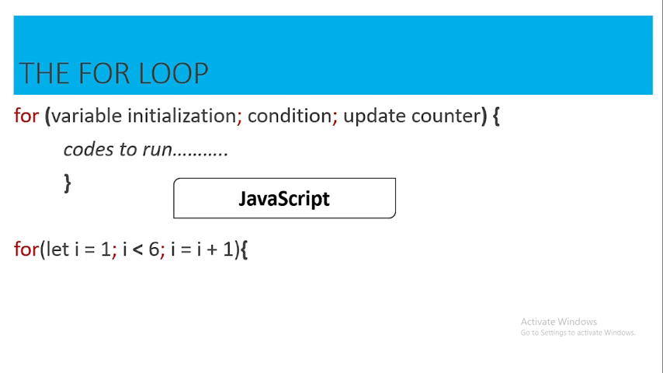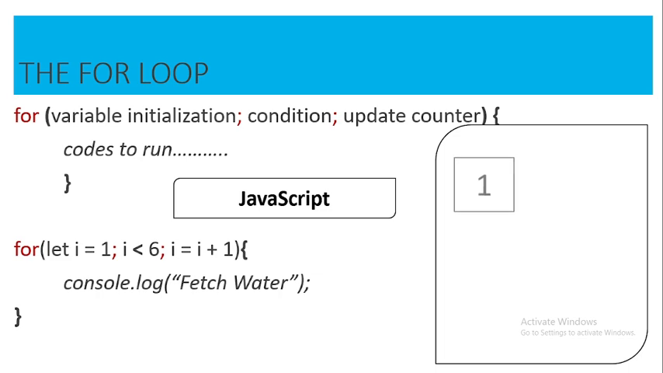So we use the same terms as in the while loop, but with a different arrangement. After that, we have the curly brackets, then the code to run. Here in JavaScript, you see console.log with "fetch water" inside the parenthesis. You initialize your variable to 1, then the condition is checked: i is 1, i less than 6. Indeed, i is less than 6.